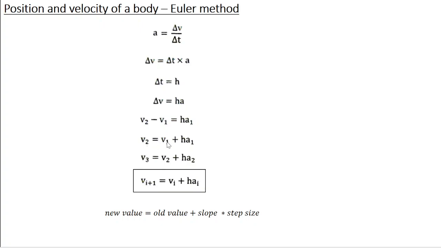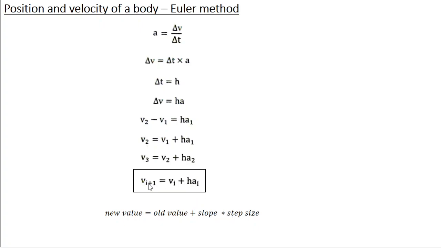From this I can write v2 equal to v1 plus h into a1. Same way, in the second subinterval I can write v3 minus v2 equal to h into a2. Now if you follow the same procedure, you get v3 equal to v2 plus h into a2. So this is the general form of the equation. You can write vi plus 1 equal to vi plus h into ai. So vi plus 1 is the new value of the velocity. Vi is the value of velocity in the previous subinterval, or the old value. H is the step size.